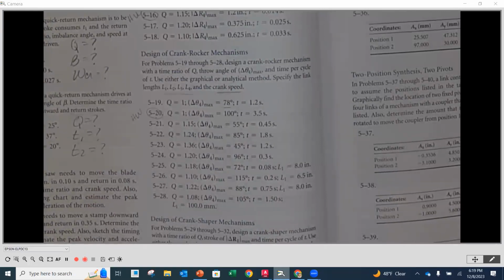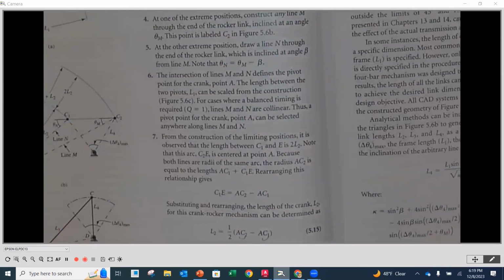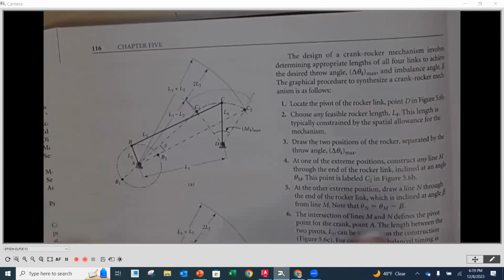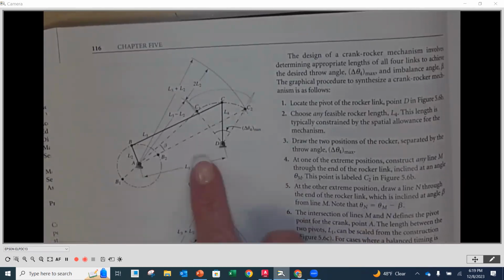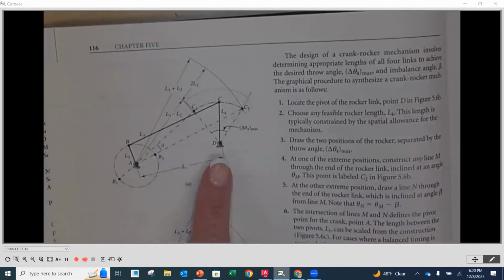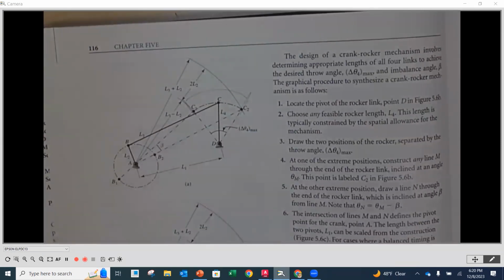Okay. And then for this one, an L1 for a crank rocker is not an offset. It is the distance. If we look at page 116, it's the straight line distance between here. These can be in line like this, or they can be offset. But if they're in line, then the L1 is the distance between the two. And again, that's another value that you get to pick.